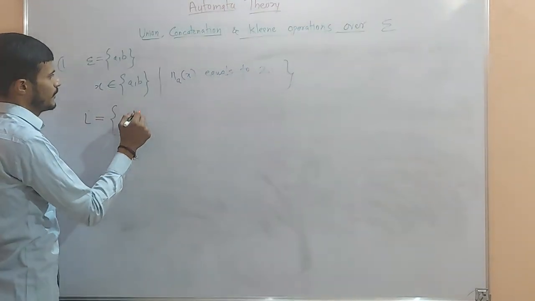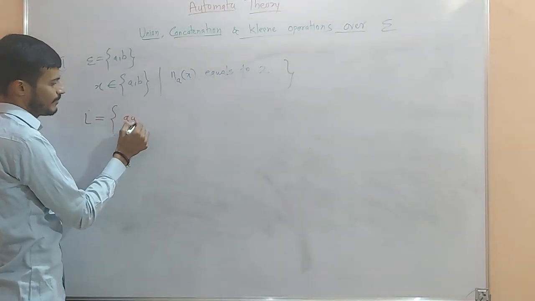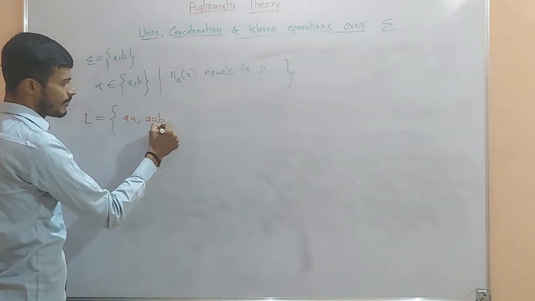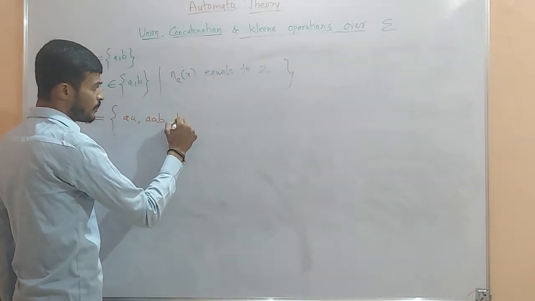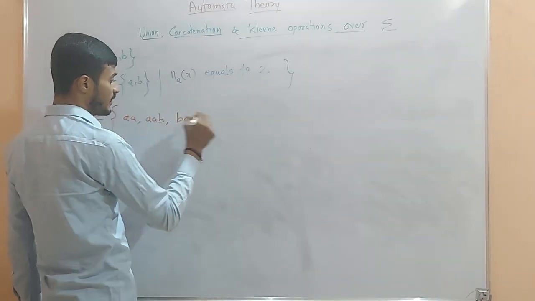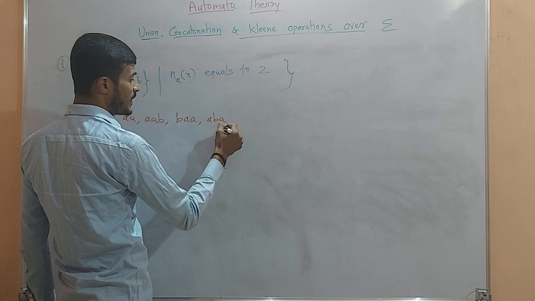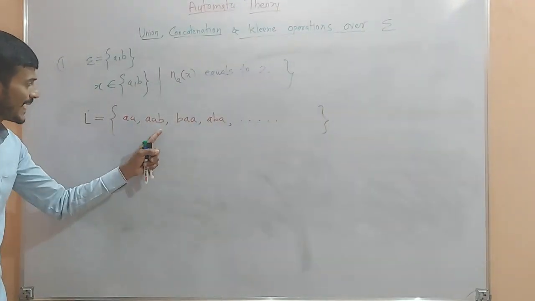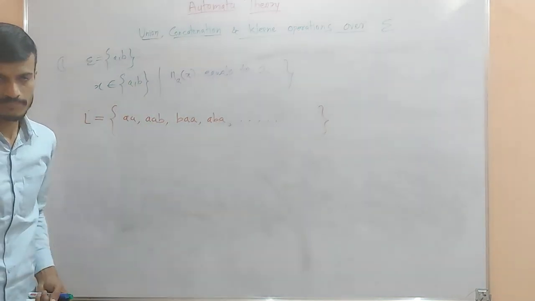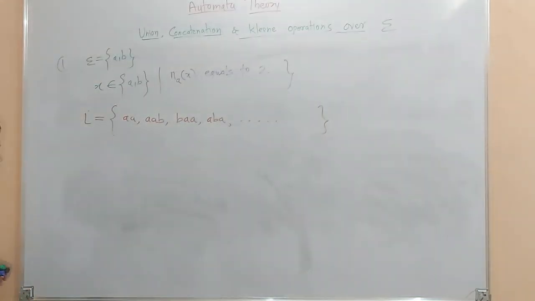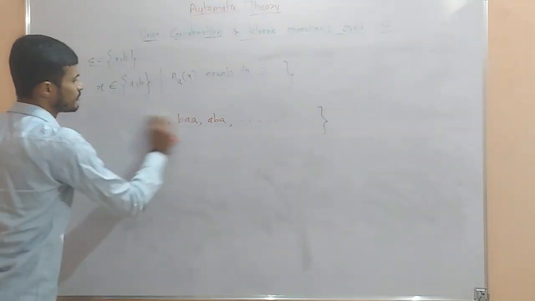So it will be like AA, yes. Then AAB will be there. Then BAA will be there. Then ABA will be there, and so on up to infinity. So that is the language over the given statement. I hope that you are getting this. Now take another example.